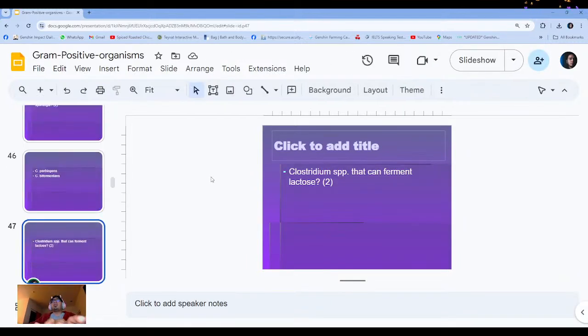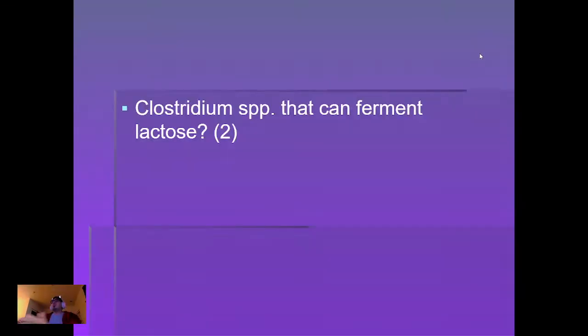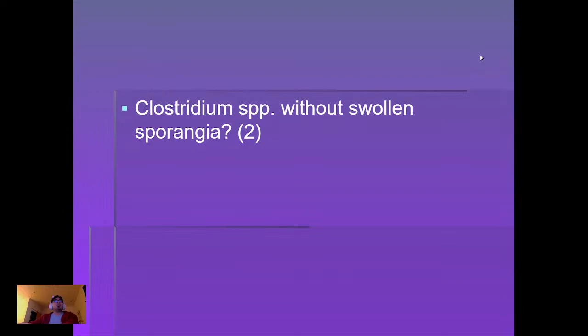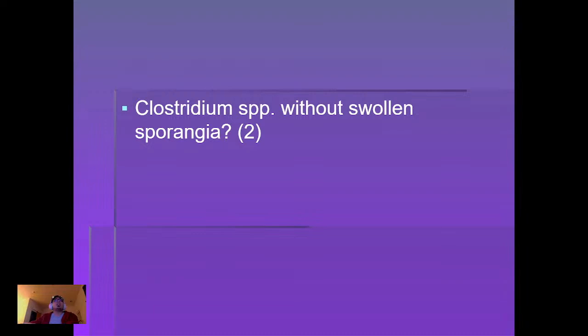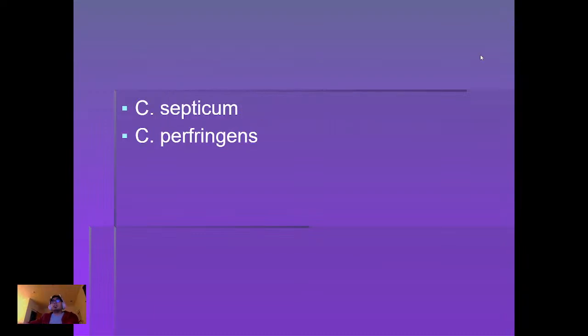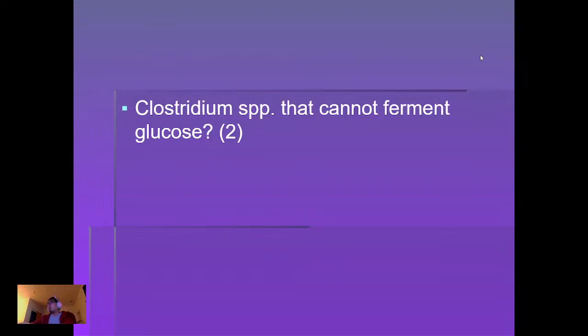Because we're talking about the general characteristics of Clostridium, we also have to talk about the species that cannot ferment lactose. That includes Clostridium septicum and Clostridium perfringens. Please don't forget, Clostridium perfringens is non-motile, can ferment sucrose, has double zone of hemolysis, is encapsulated, has no swollen sporangia, and we mentioned that one earlier again.